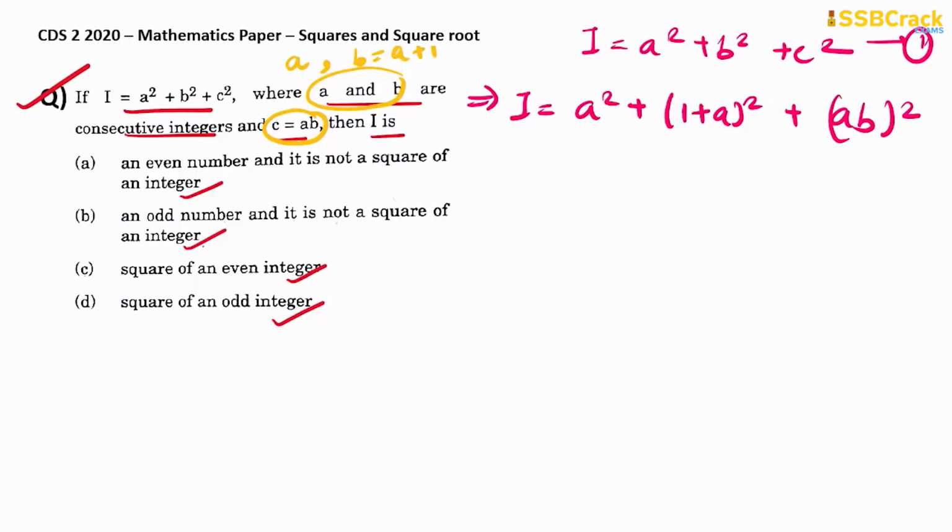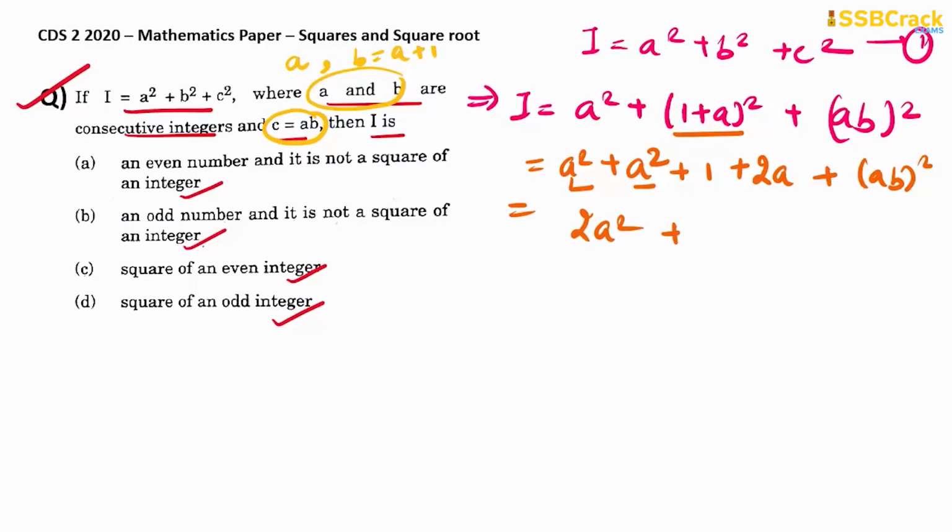So now we can apply the identity of (a plus b) whole square here. So it will become a square plus (a plus b) whole square, which is equal to a square plus b square plus 2ab. So it will be a square plus 1 square, which is 1, plus 2ab, that is 2 into 1 into a, it will be 2a, plus ab square, right? So now a square plus a square will be 2a square plus 2a plus 1 plus ab square.